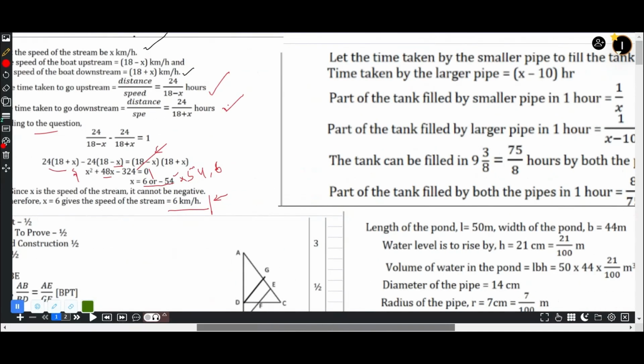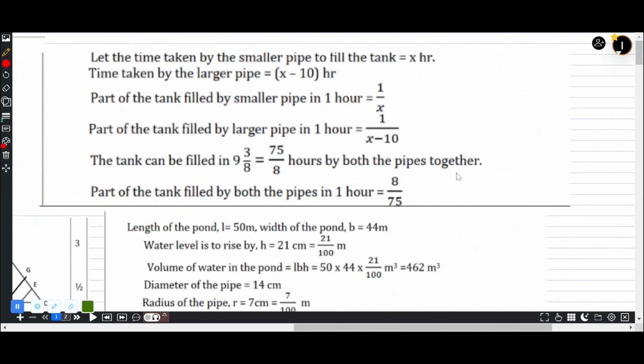So x is equal to 6 as the speed of the stream, which looks okay because बोट की स्पीड 18 है, राइट. तो अब दूसरा क्वेश्चन था, इसका ऑप्शनल था कि दो पाइप्स हैं, स्मॉलर पाइप और बिगर पाइप. सो लेट द टाइम टेकन बाय द स्मॉलर पाइप टू फिल द टैंक इज x आवर्स, टाइम टेकन बाय द लार्जर पाइप इज x माइनस 10 आवर्स. और ये क्वेश्चन पेपर सीबीएसई की वेबसाइट पर पड़ा है, आप उतार लीजिए और इसकी आंसर की भी पड़ी हुई है. ये जो वीडियो है ये आपको एक्सप्लेन करने के लिए है जो राइट सोल्यूशन है. बट ये पीडीएफ आप सीबीएसई की वेबसाइट से उतार सकते हैं.